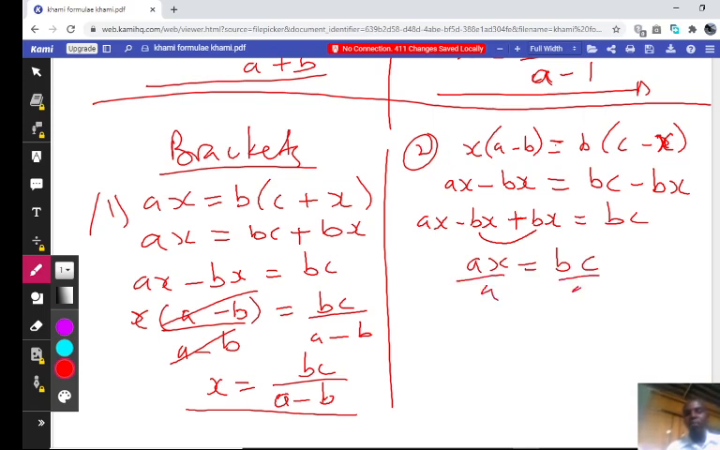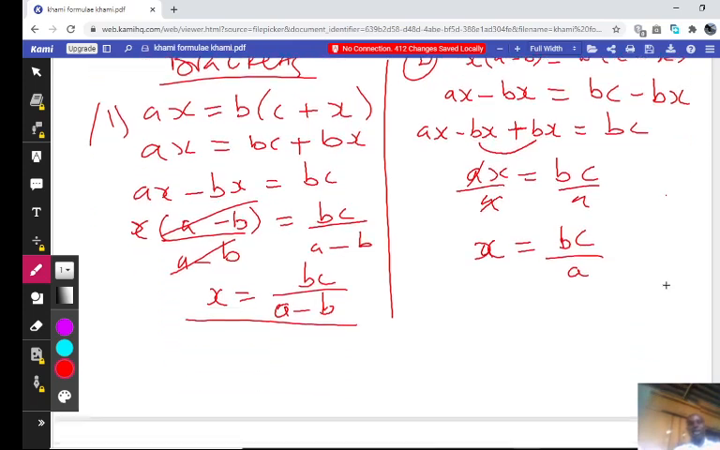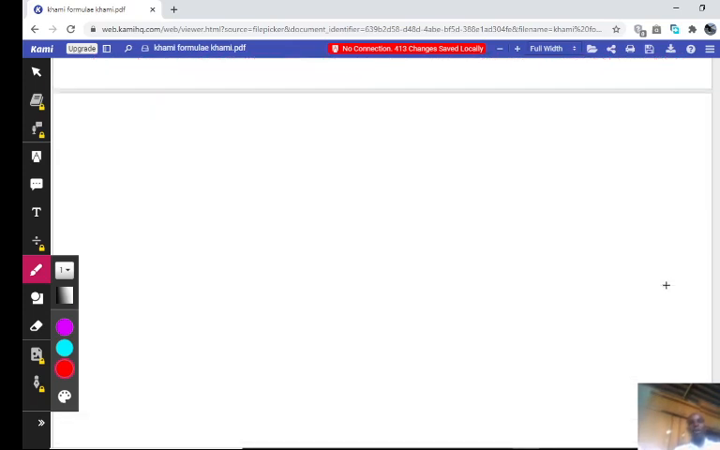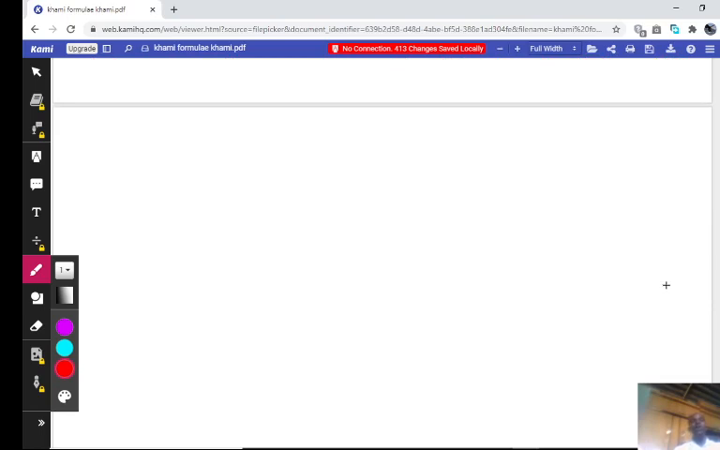Then you divide by a both sides. Then you get x is equal to bc over a. Then you're done. So that's how we work it out when there are brackets. Then the next type, fractions. Given that we have fractions, how can you make a letter or a value subject of the formula? Let me find an example where there are fractions, but the basic rule is you just have to get rid of the fraction. That's the first thing that you have to do.